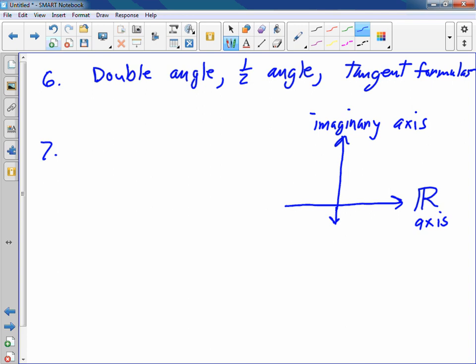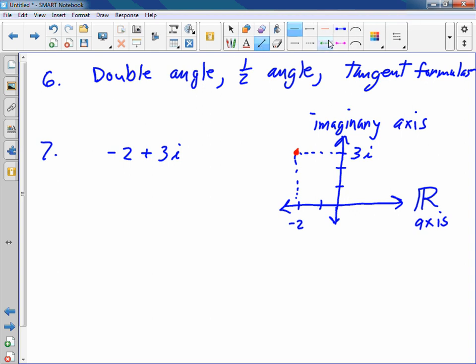Don't freak out. You'll have stuff like -2 plus 3i. It's not a big deal. This one comes first. There's -2. 3i is still up. It's just up in the i direction. Okay, so that gives us one of those guys there.